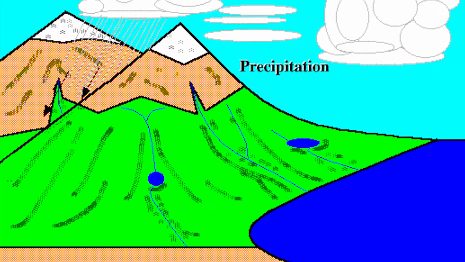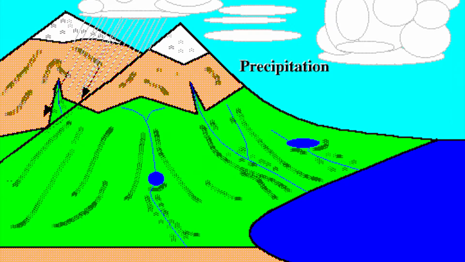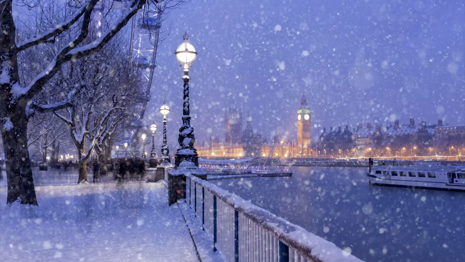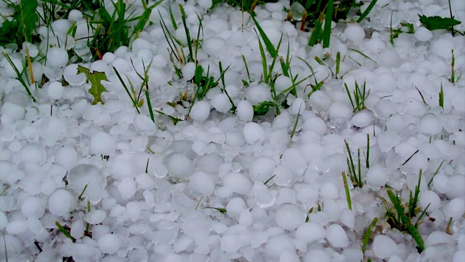Once the water droplets are formed, they grow bigger by condensation. When the drops have grown big and heavy, they fall in the form of rain, that is called precipitation. Sometimes when the temperature of air is low enough, precipitation may occur in the form of snow, sleet or hail.